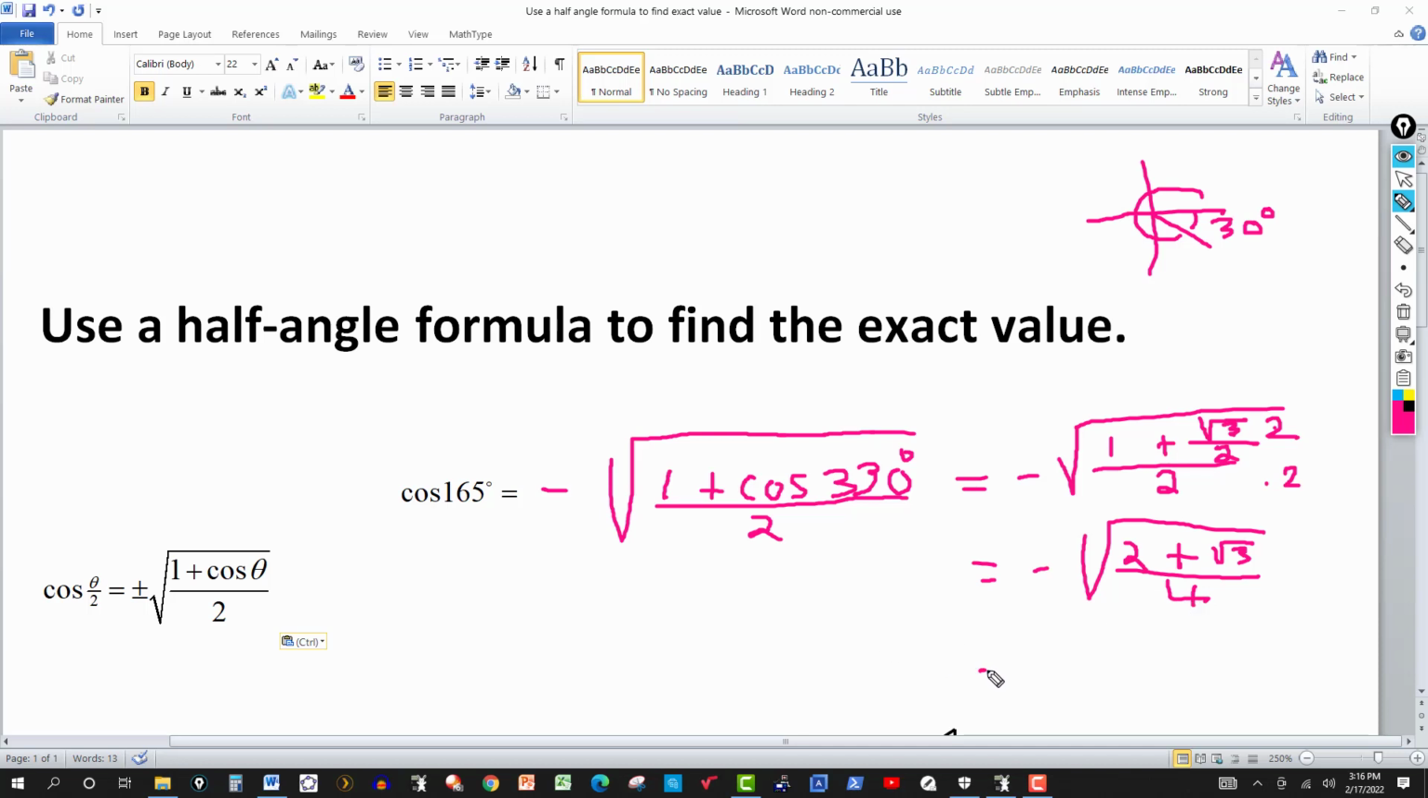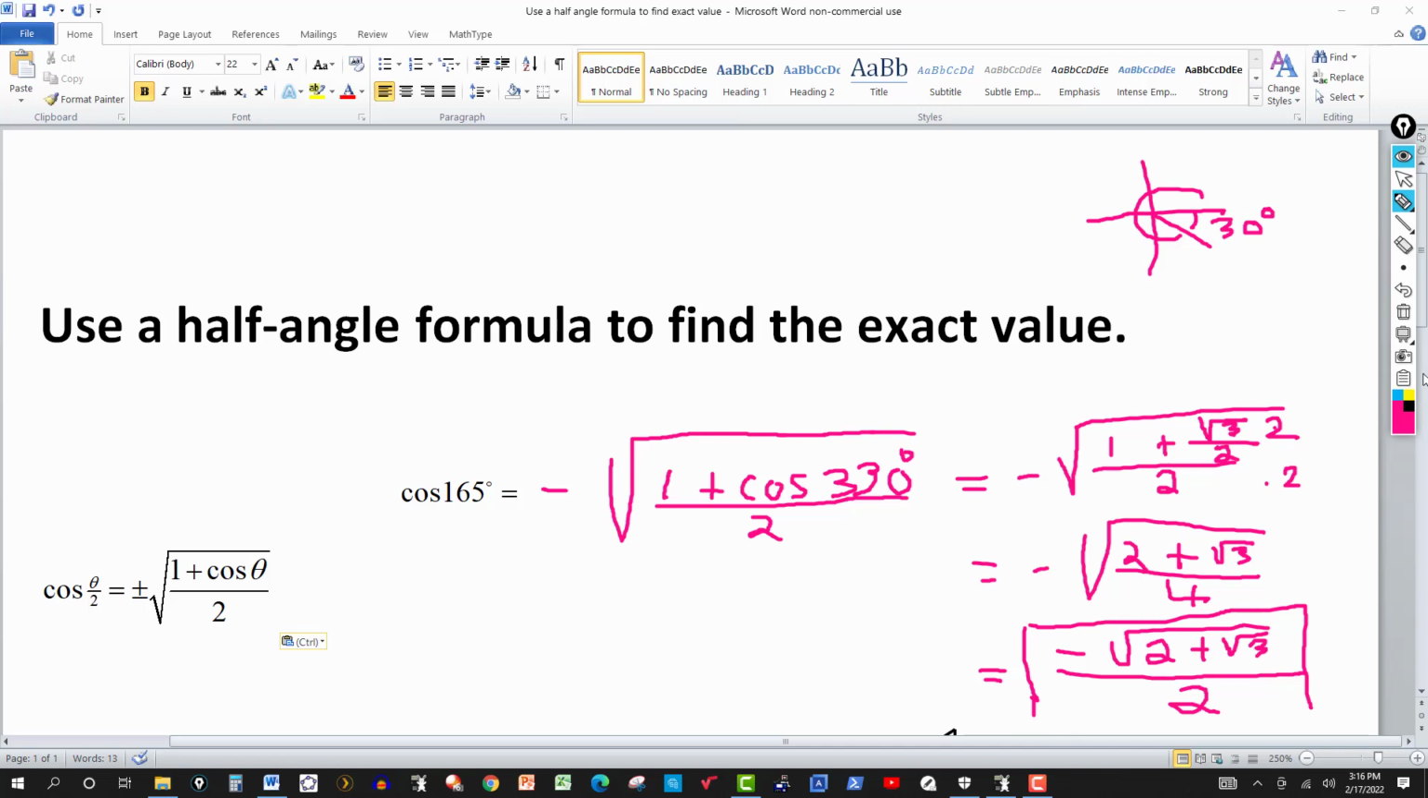And then, of course, we can simplify that by taking the square root of the denominator. Since it's a perfect square, the numerator we have to leave the way it is. So this would just be minus the square root of 2 plus radical 3, all over, of course, the square root of 4, which is 2. So this is the exact value using this formula.